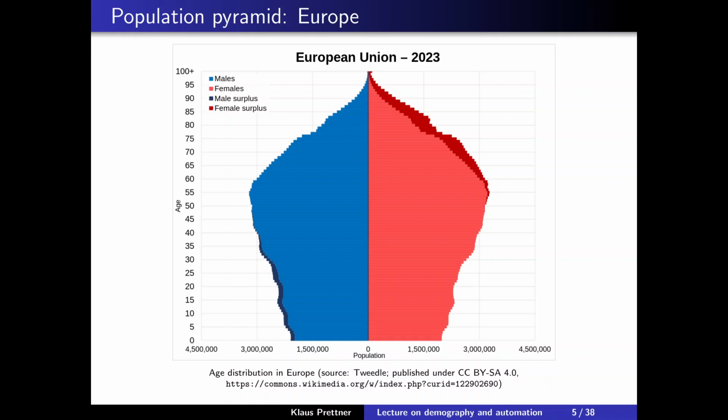In the European Union, there has been even more pronounced aging. So we see here the population pyramid for the European Union in the year 2023. And basically this already has the shape of an inverse pyramid, at least below the age of 55 or so. So now the baby boom generation is retiring, and we will have fewer and fewer workers in the decades to come, as compared to the number of people that are in retirement.